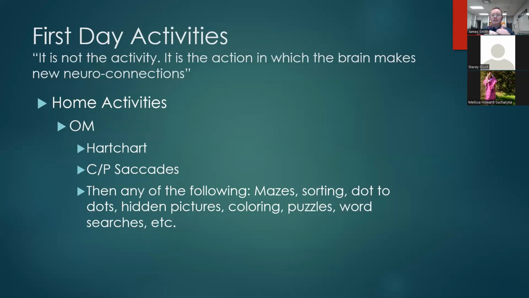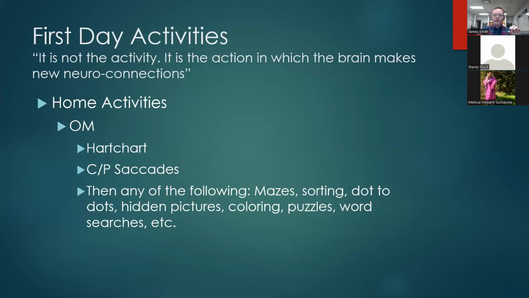CP saccades, show them how they can do it on a window, show them how they can do it on a sliding glass door, any way they can do that. And for our patients, they also have the Emergent kits, so they can do it on the back of their slant board on the white part. Then I give them any of the following. They can take their pick: mazes, sorting, dot to dots, hidden pictures, coloring, puzzles, word searches. All those things I tell the parents, these are free reign. You can do as much of these as you want. And so that gives them some ocular motor activities.